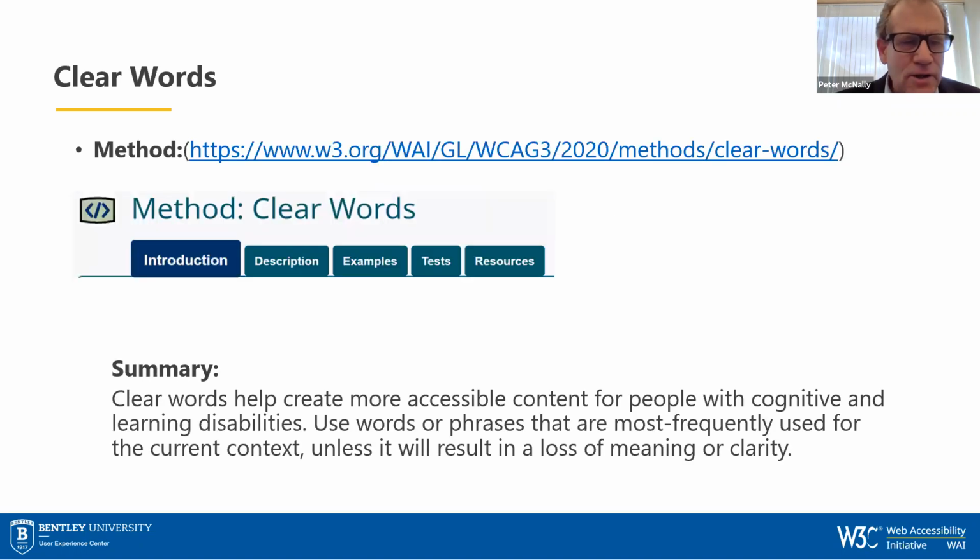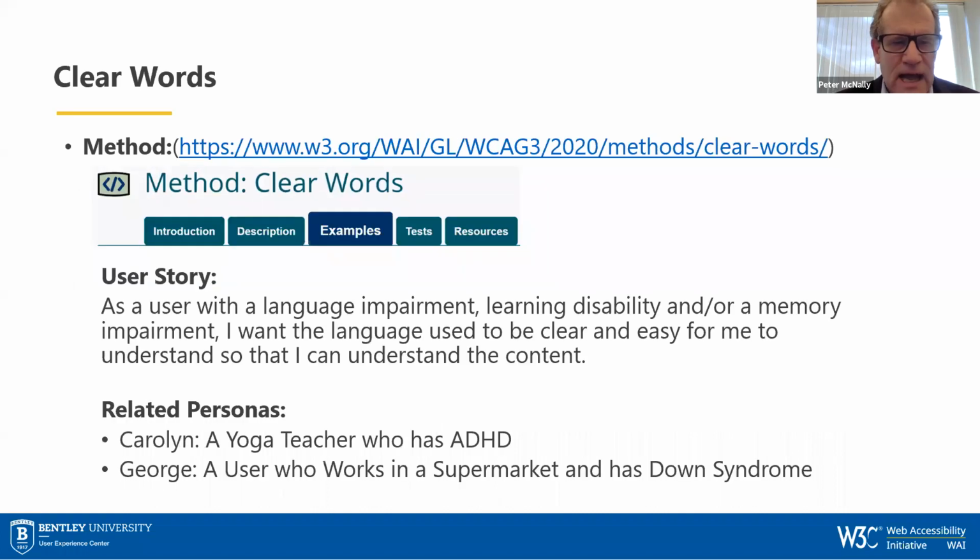And then I want to talk about the methods, because I think this is what I was talking about earlier when I was talking about user stories. This method is on the website; you can see the URL there. It's broken into different sections. Introduction talks about a summary: clear words help create more accessible content for people with cognitive and learning disabilities. Use words or phrases that are most frequently used for the current context, unless it will result in a loss of meaning or clarity. And then another section they have is examples.